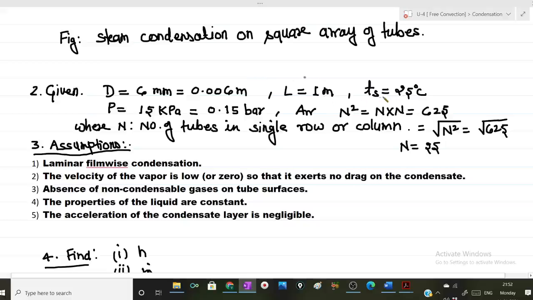Surface temperature Ts of the tube surface is 25 degrees Celsius. Pressure of the steam is 15 kilopascal. Let us convert it into bar. So it will yield 0.15 bar. Number of tubes N square is 625, where capital N is the number of tubes in a single row or column. So it can be calculated by square root of N square, that is square root of 625. So the number of tubes in a column or row will be 25.